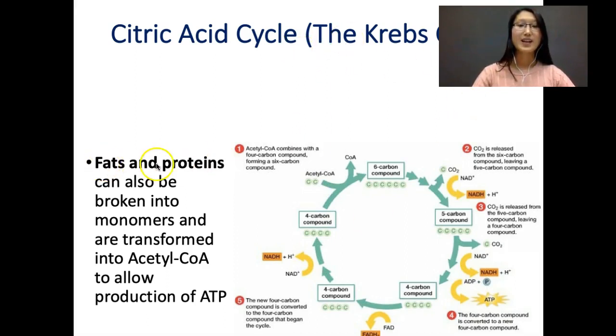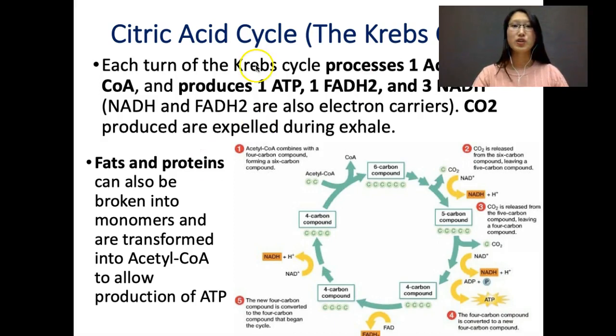Citric acid cycle. Fats and proteins can also be broken into monomers and transferred into acetyl-CoA. It's not just glucose, but we use glucose as a typical example because that's most often what's used during cell respiration. You should know that one Krebs cycle processes 1 acetyl-CoA, but remember, 1 glucose produces 2 acetyl-CoA, right? So 1 acetyl-CoA produces 1 ATP, 1 FADH2, and 3 NADH. The numbers don't matter too much over here, except the 1 ATP you should know.